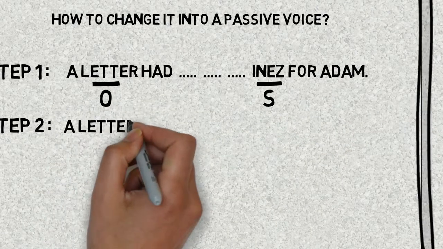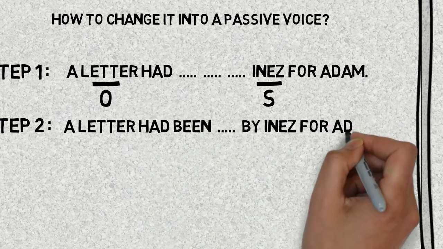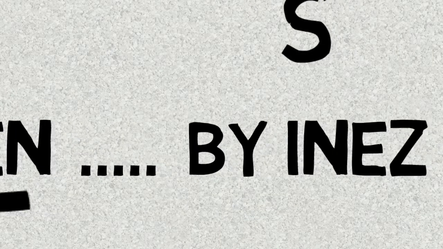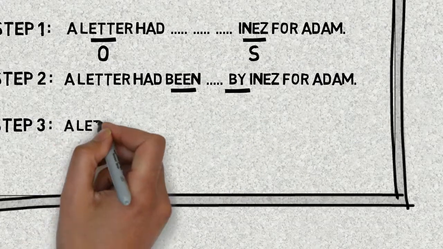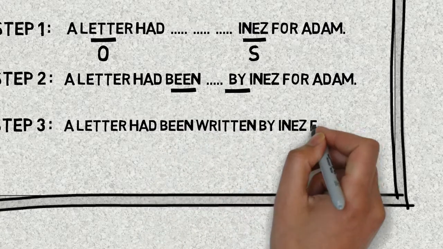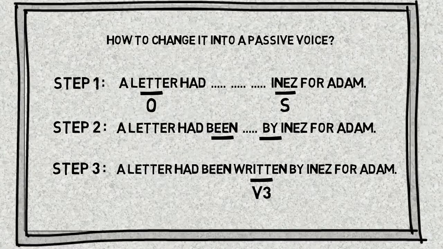Step 2. In the sentence, add had and been, and also before the subject you have to add by. So the sentence becomes: a letter had been blah blah blah by Ines for Adam. Step 3. Because the active voice already uses the verb 3, in the passive voice we just write again the verb 3 that has been there. So the sentence becomes: a letter had been written by Ines for Adam.